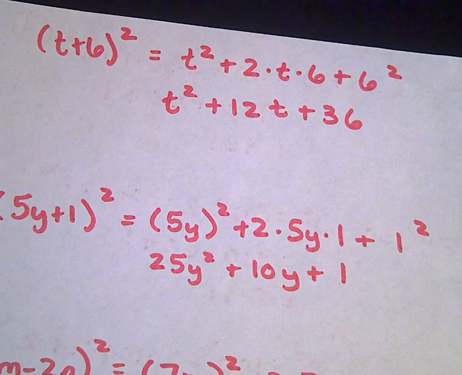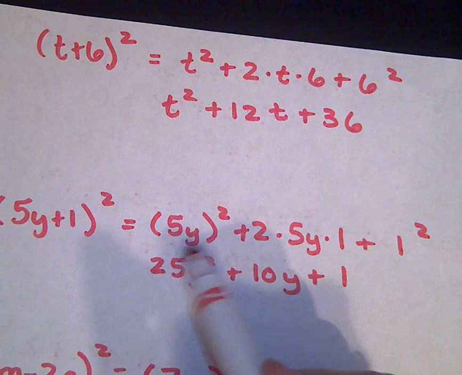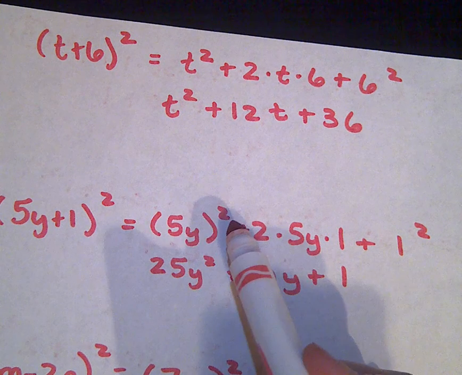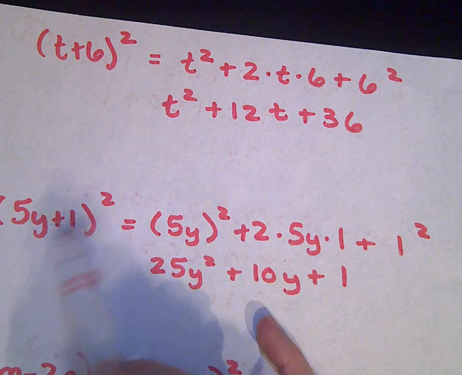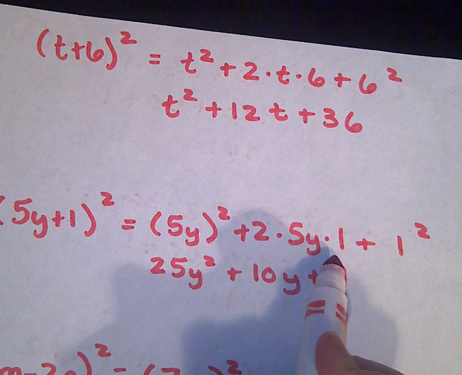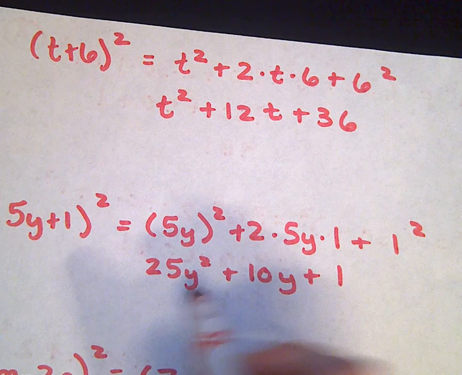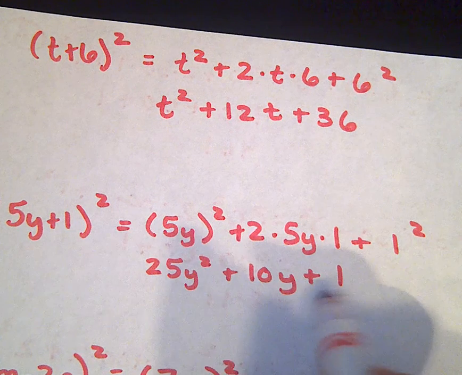5y plus 1. Hopefully you remembered to put this in parentheses, because your a, it's a squared. So 5y quantity squared, plus, it's plus because this is plus, 2 times 5y times 1, because that's your a and b, plus 1 squared. So this is 25y squared plus 10y plus 1.